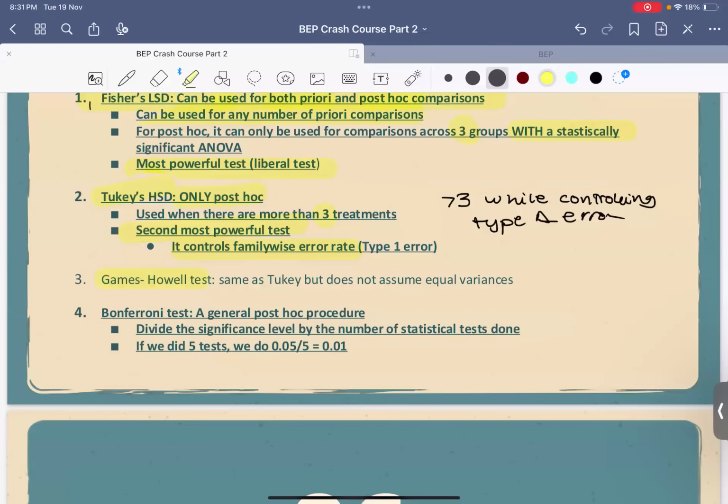Games-Howell test, very low yield honestly. It's exactly the same as Tukey, but it does not assume equal variances. Honestly, I don't know what that means. Very low yield. I put it for completion's sake. If they ask you, what's the difference between Tukey and Games-Howell, Games-Howell does not assume equal variances. Tukey assumes equal variances. Okay.